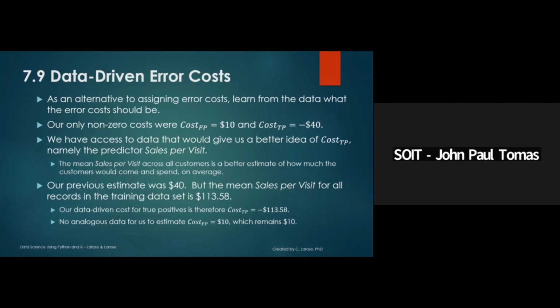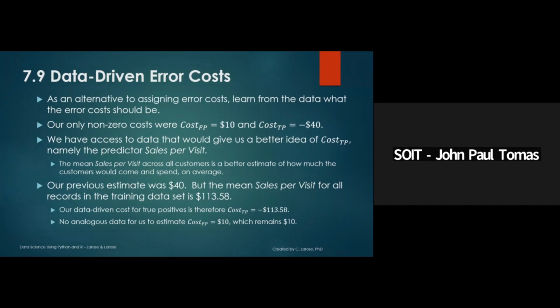$113.58. Ito yung sinabi ng data because of the data-driven analysis. Previously, 40. That's an assumption. But the mean sales per visit, ang sinasabi ng data natin ay 113.58 instead of 40. So we'll be changing the negative 40 into negative $113.58. Our data-driven cost for the true positive, notation cost sub TP, will therefore be negative 113.58. There is no analogous data for us to estimate the cost FP, so it will remain $10.